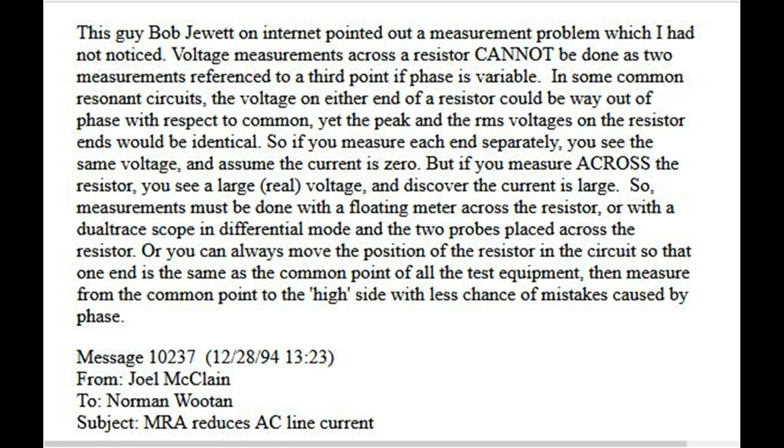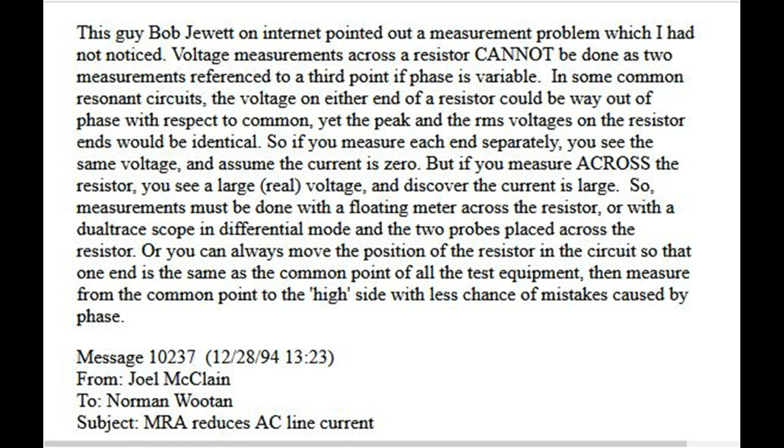So if you measure each end separately, you see the same voltage, and assume the current is zero. But if you measure across the resistor, you see a large, real voltage, and discover the current is large. So, measurements must be done with a floating meter across the resistor, or with a dual trace scope in differential mode and the two probes placed across the resistor. Or you can always move the position of the resistor in the circuit so that one end is the same as the common point of all the test equipment, then measure from the common point to the high side with less chance of mistakes caused by phase.